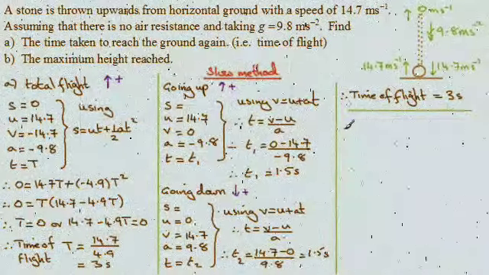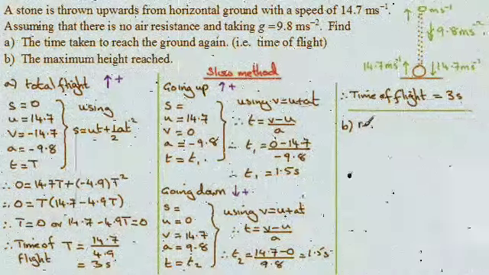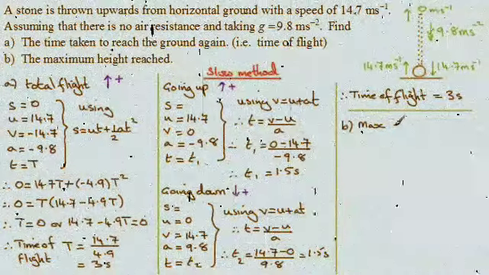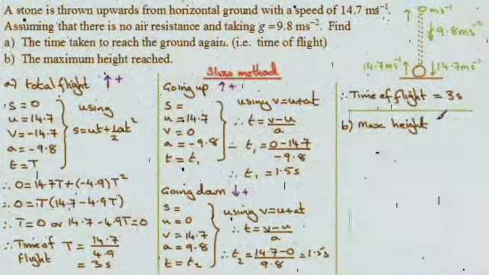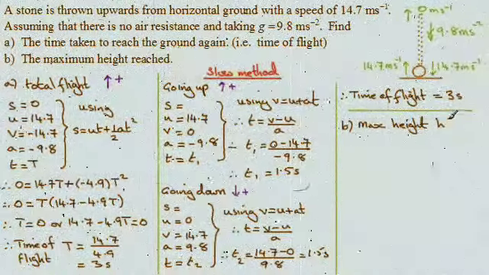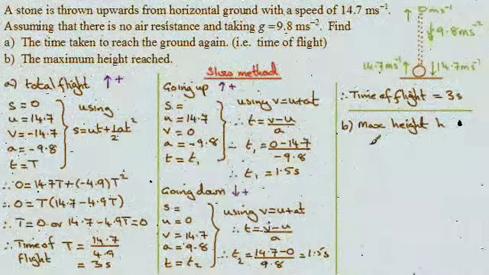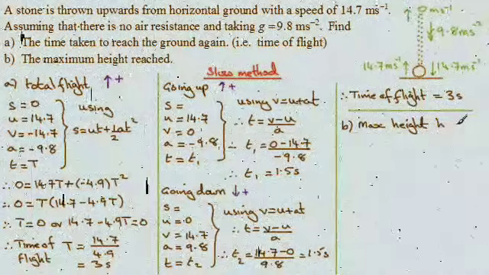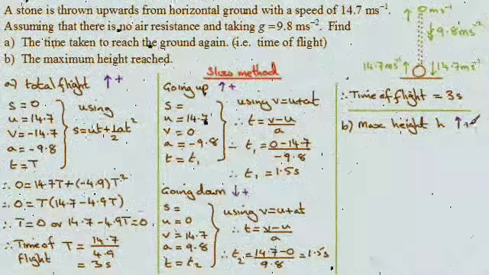Now for the last part, part B, we've got to work out the maximum height reached. I'm going to call that maximum height h, okay? Now what I'm going to do is look at the upward projection, okay? So I'm going to take positive as being upwards.